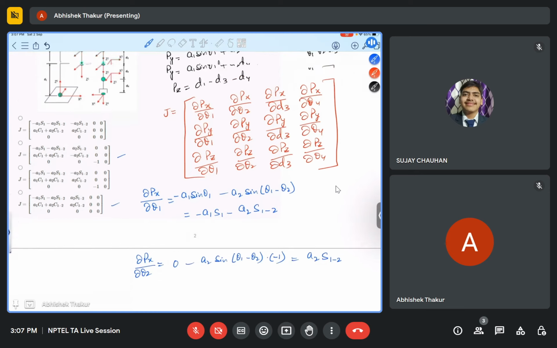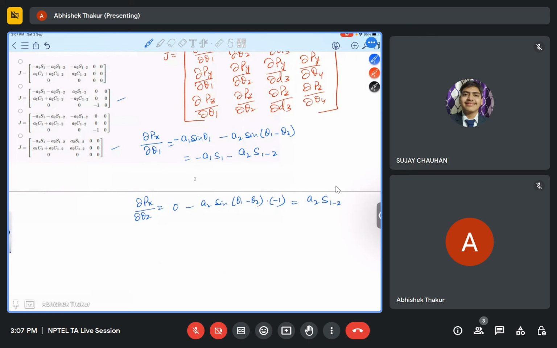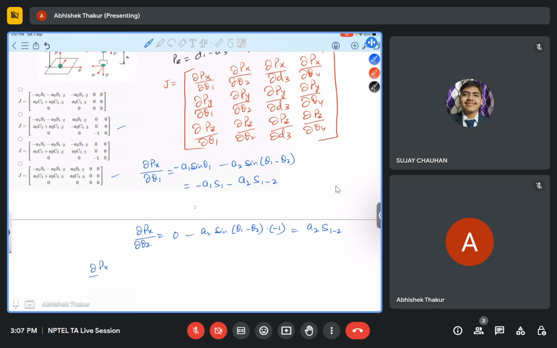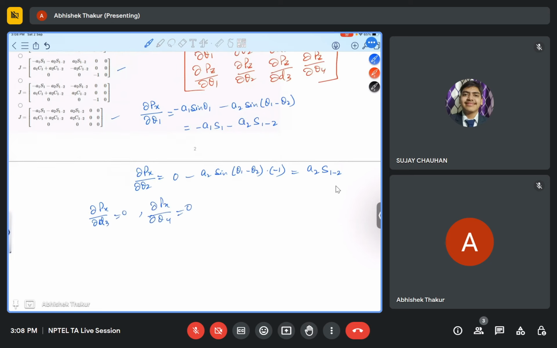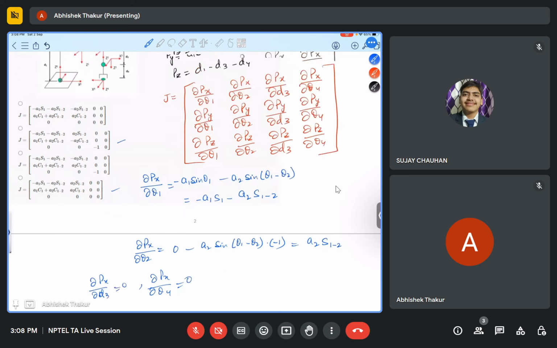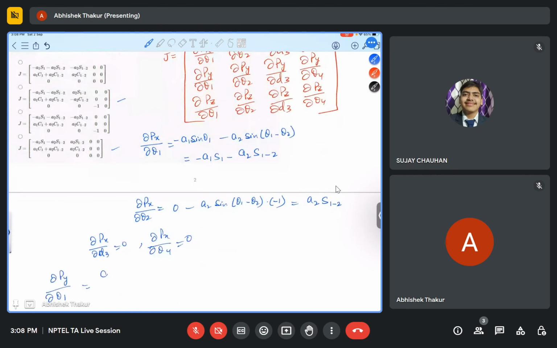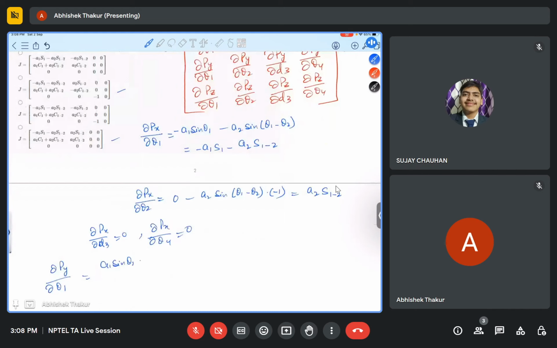Now we will do del of px by del of d3 is equal to 0, and del of px by del of theta 4 is equal to 0. Now del of py by del of theta 1. So our py is a1 sine theta 1 plus a2 of sine of theta 1 minus theta 2.